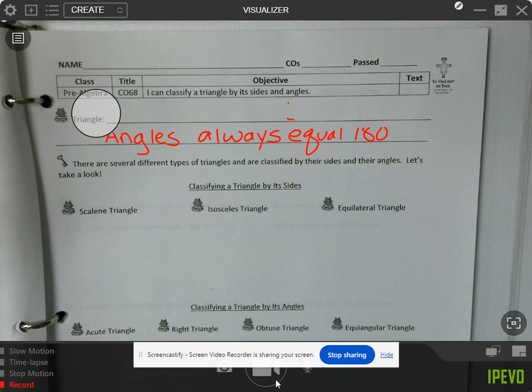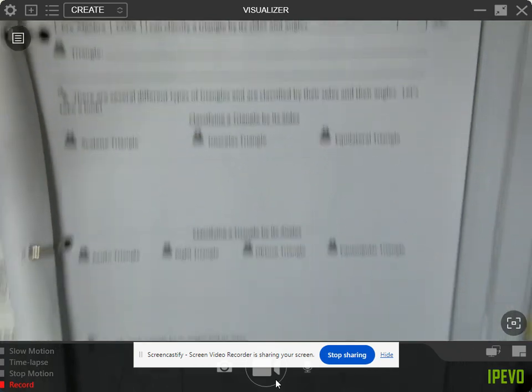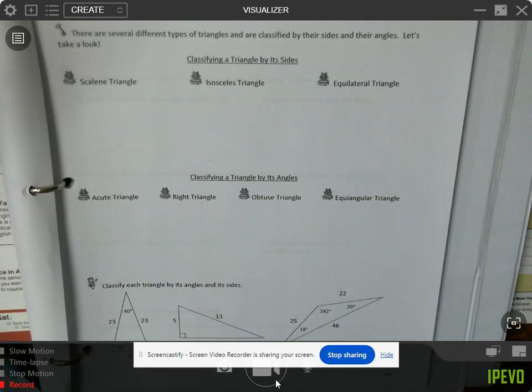Let's move this up. So we have three side names. Our first one is a scalene triangle. What does a scalene triangle mean? Kaylin? It has no congruent sides.